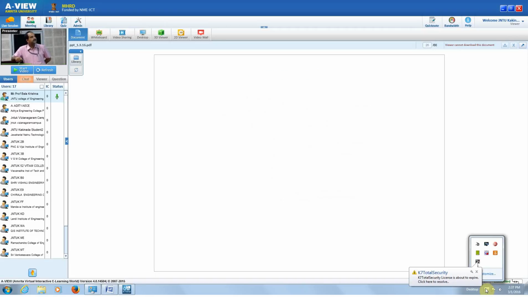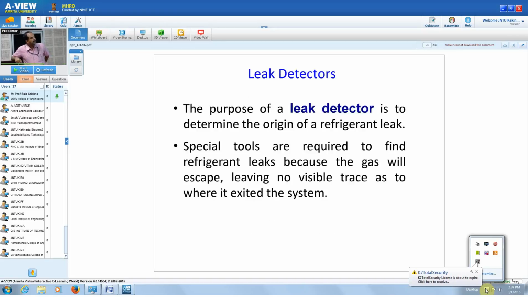Next slide. Then the next one is the leak detectors. Suppose your refrigerator is not getting that much cooling, or maybe your air conditioned room is not cooling that much. Then you have to immediately observe that something is not working. Generally the problem is, if the cooling is not sufficient, it means the refrigerant may be leaking somewhere.